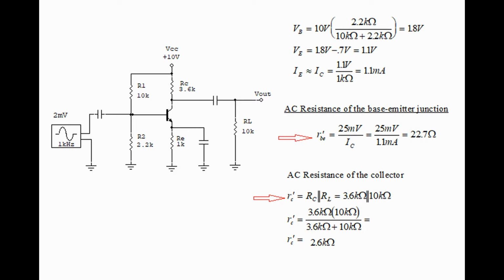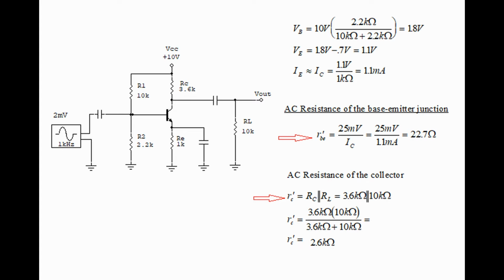Now we introduce a very important formula, and that's the AC resistance of the base and the emitter junction. And it's given to us when we say that R prime BE is equal to 25 millivolts divided by collector current. In this case, it's 25 millivolts divided by 1.1 milliamp. That equals 22.7 ohms.